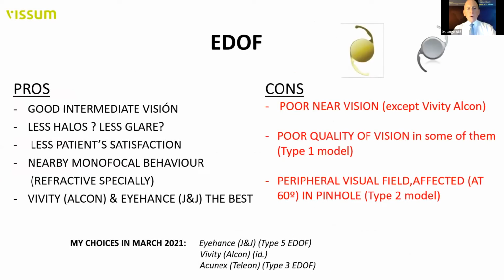The EDOF lenses have good intermediate vision, but poor near vision in most of them, which has caused less patient satisfaction in my hands, because many of them, especially type 1, degrade the quality of vision. The best at this moment in my hands are the Vivity and the Lumina, and this is important because the others, like the pinhole, are not successful in my hands because they decrease the peripheral visual field, and you can confirm this if you measure visual field at 60 degrees and not 30 degrees as the company is offering to you.